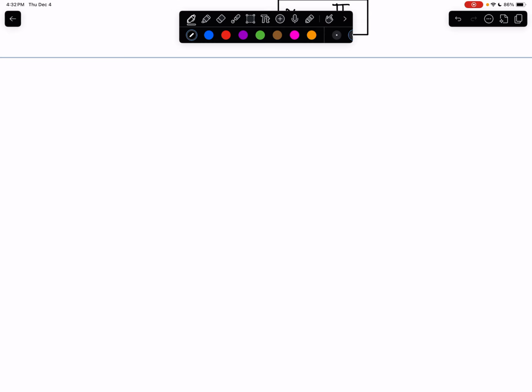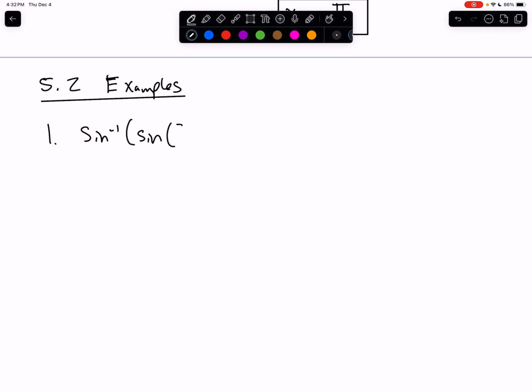In particular, I'm going to do those composite functions. So this is kind of like 5.2 examples. Okay. We'll do a couple here. Let's do, how about an inverse sine of, I don't even know, 3 pi over 4.